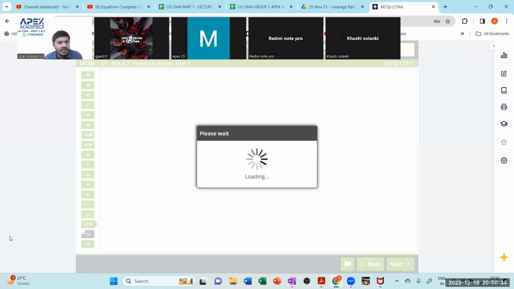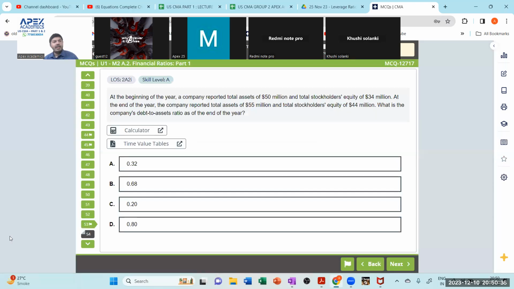Question number 53. I have put a flag on this question. Now, let's read the question and then we have to do conceptual revision. At the beginning of the year, the company reported total assets of 50 million and total stockholders equity of 34 million. At the end of the year, the company reported total assets of 55 million and stockholders equity of 44 million. What is the company's debt to asset ratio at the end of the year?